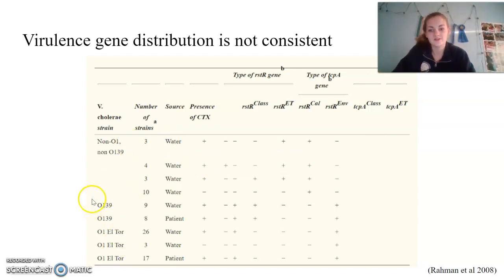However, this establishes a case where toxigenic serogroups or antigens are present as well. So as you can see, even these that were taken from the same source and of the same serogroup, there are some differences in the presence of CTX and some of the other virulence genes that can be seen over here as well.